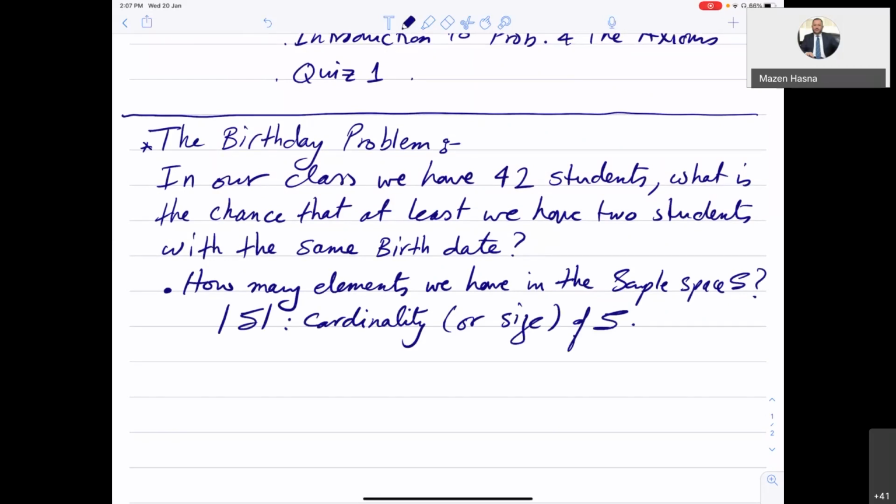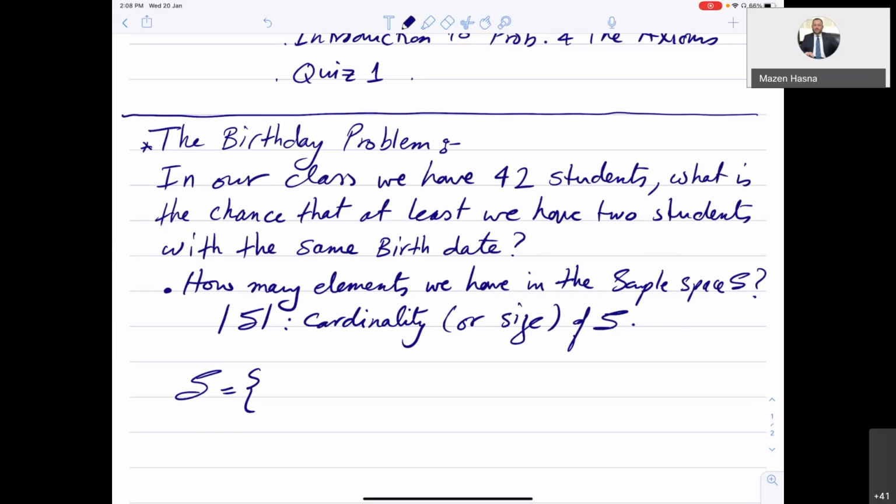So what's the sample space of this experiment? Remember, even today in the quiz, I will ask you to write down the sample space of a certain experiment. So what's the sample space of this experiment that we are talking about? Doctor, I think from 1 to 42, because there are 42 students.